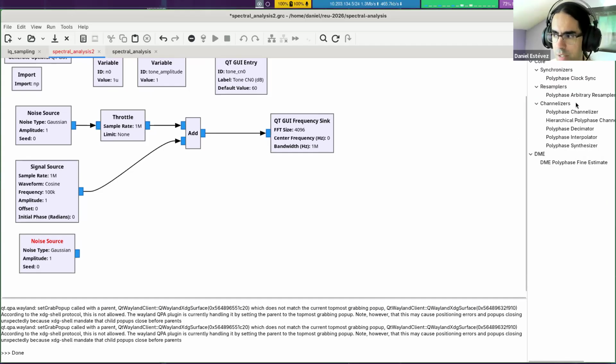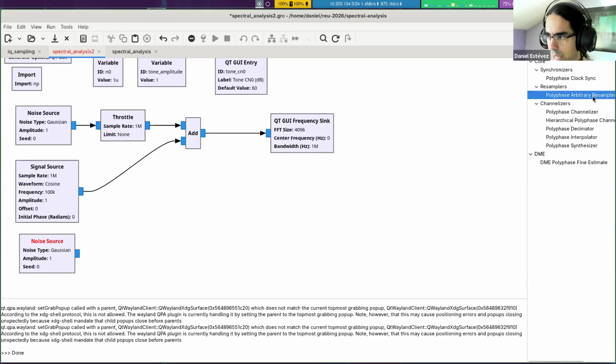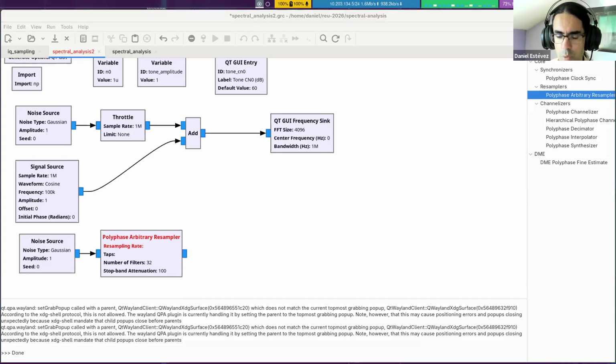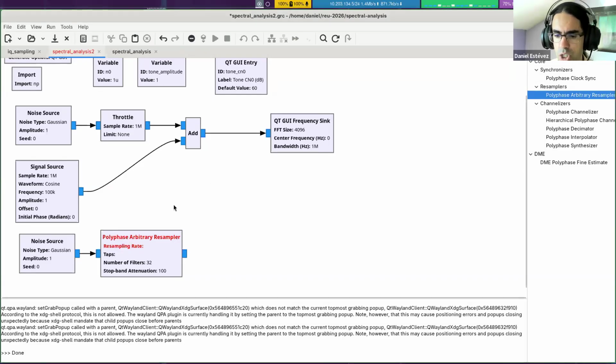So the trick here is to invoke a fairly complicated block, but which is very useful for this. That's the reason why I'm including it in this tutorial, which is the polyphase arbitrary resampler. The thing that this block does is basically to change the sample rate without modifying any other properties of the signal, as long as it's possible.